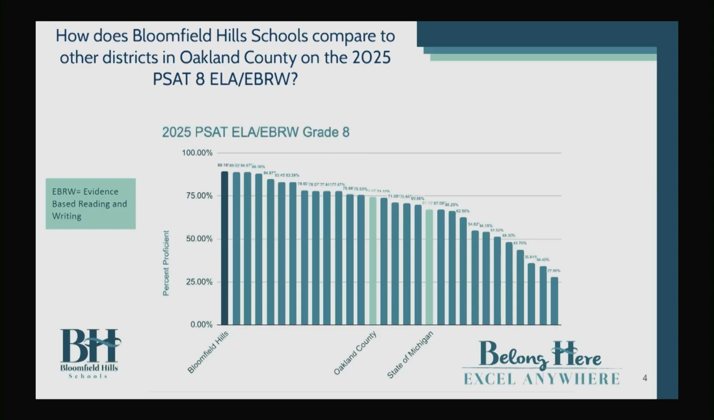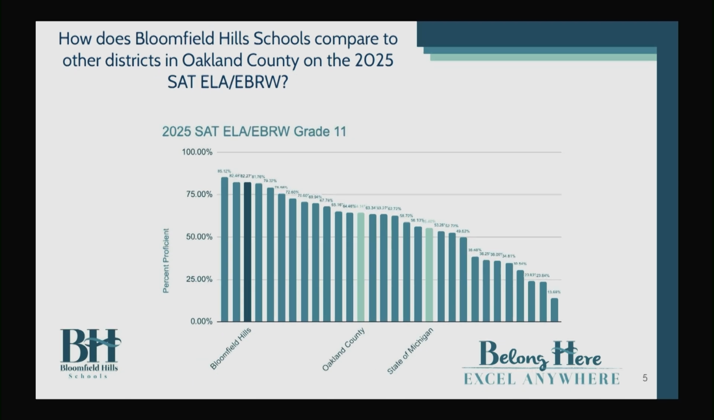And same thing here, we removed the rest of the districts' names, but these are all districts in Oakland County, and you can see that Bloomfield is not only the highest, but it's the darkest color, and then Oakland County and the state of Michigan are those brighter colors. This was also very similar to last year. So this is the SAT, so our 11th graders from last year, current 12th graders.